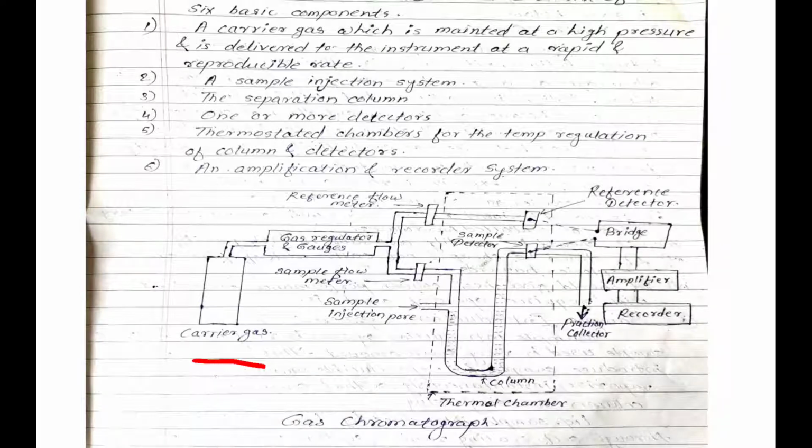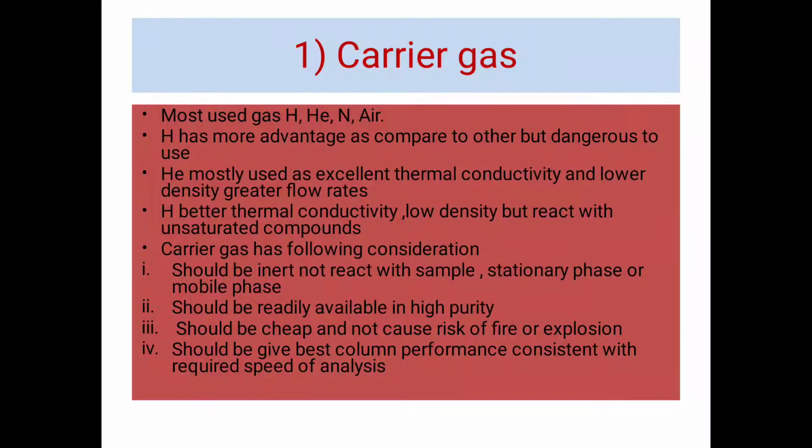And here a U-shaped column is used, and this column as well as the detectors are in the thermostat chambers. Okay, then the first one is the carrier gas. We already discussed this in the last lectures.